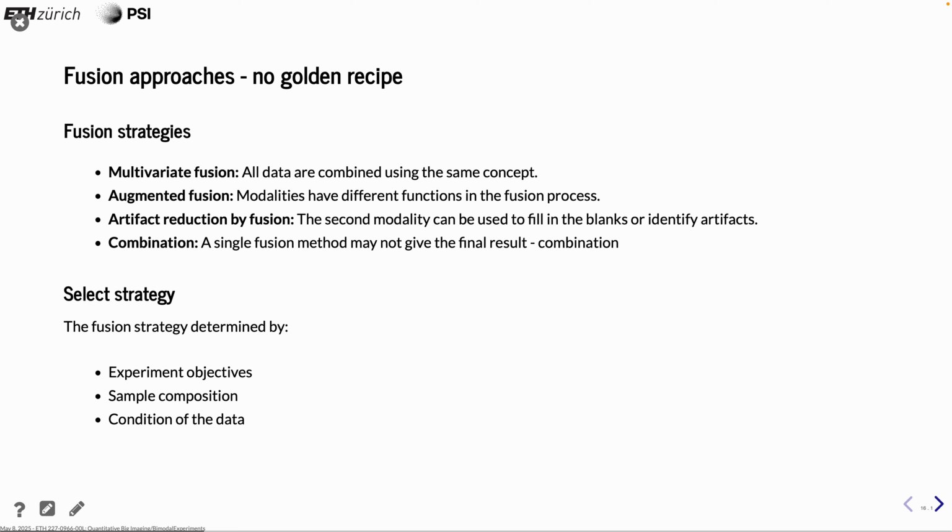Why do you want to image your samples? And also how you want to look at them, so what hypothesis you want to answer. Then another thing is what the sample composition is, what materials you have, and how they can actually interact with each other. Finally, the condition of the data, which also comes into the artifact reduction or maybe denoising. Then you may need the support from a high SNR technique to get the answers from a low SNR technique.